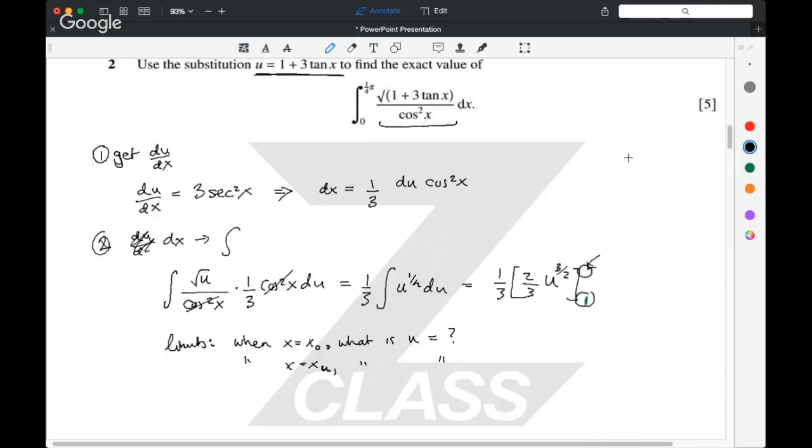Well, pi over 4 we can recognize as one of our standard triangles. Okay, pi over 4, that's the 1, 1, square root 2 triangle. Pi over 4 is 45 degrees, so both of these are 45. Well, the tan of 45 is just 1 over 1. So when x is equal to pi over 4, u is equal to 1 plus 3, which is 4. So we're evaluating between the limits of 4 and 1. And if you crunch this out, you'll get the correct answer.